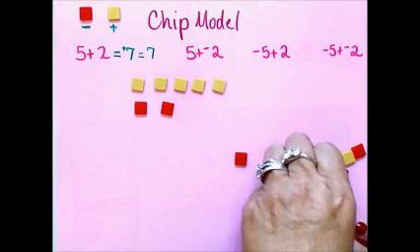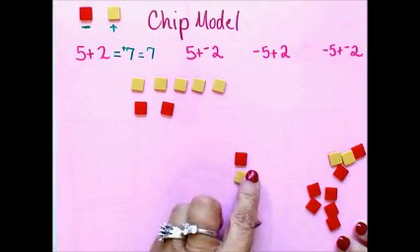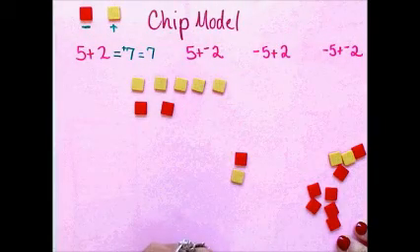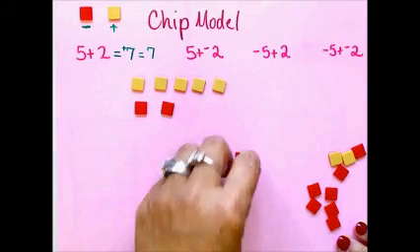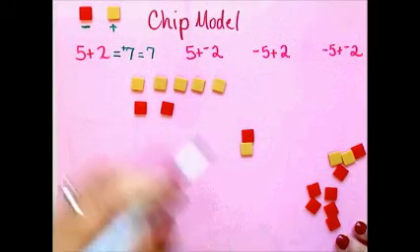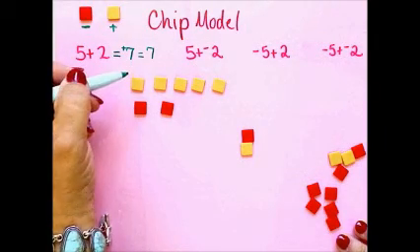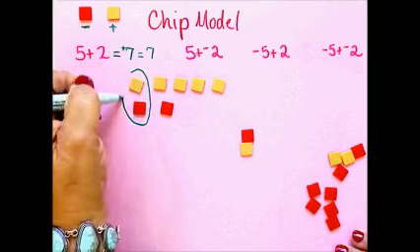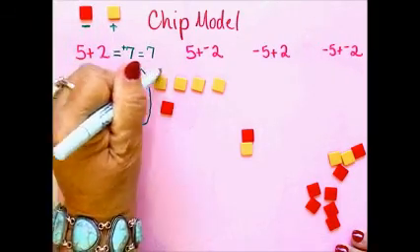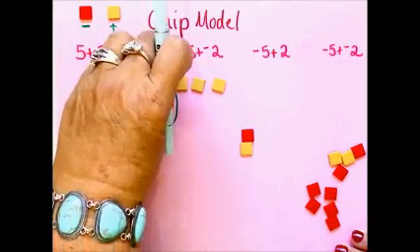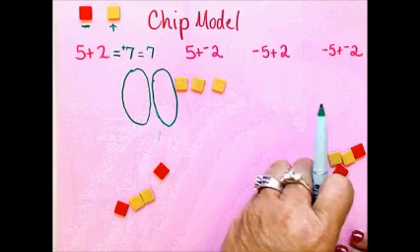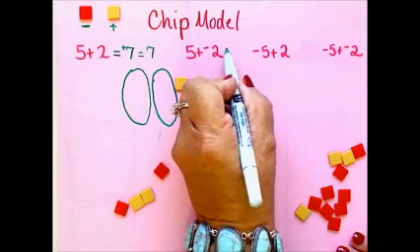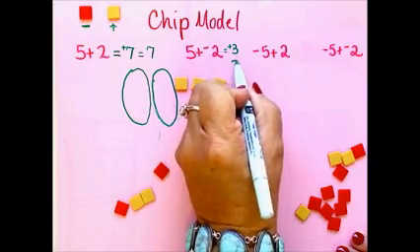A 0 pair is a positive and a negative. Think of it, for example, using money: if I give you $1 and then take $1 away from you, that leaves you with no money. So this is a 0 pair. I'm going to identify and ring, or circle, 0 pairs. If I circle this 0 pair and this 0 pair, then I can take them away, so I'm left with 3 positives. So positive 5 and negative 2 is positive 3, or just plain old 3.